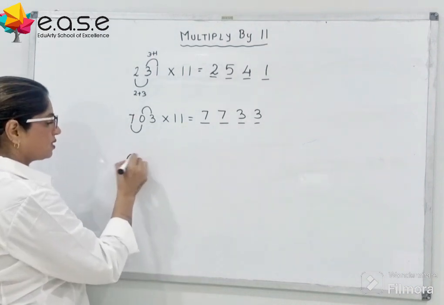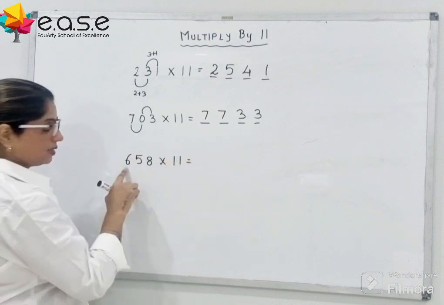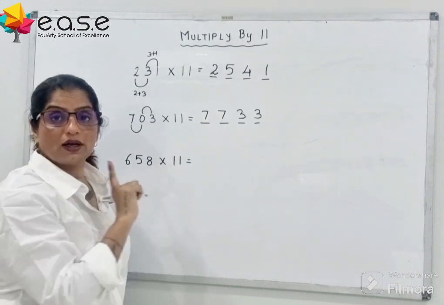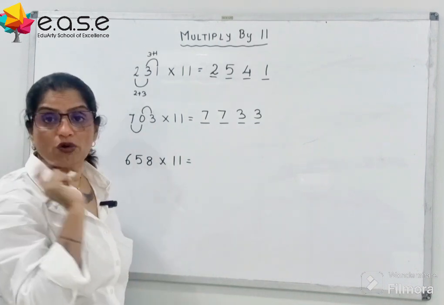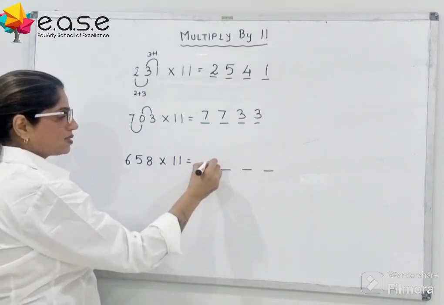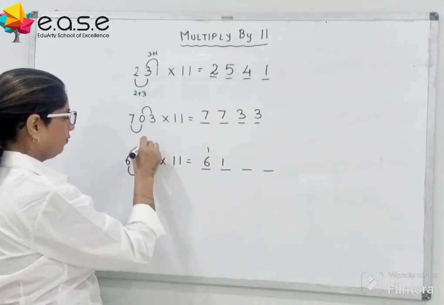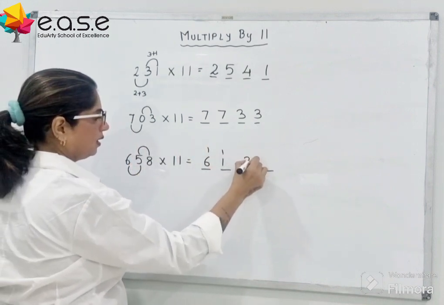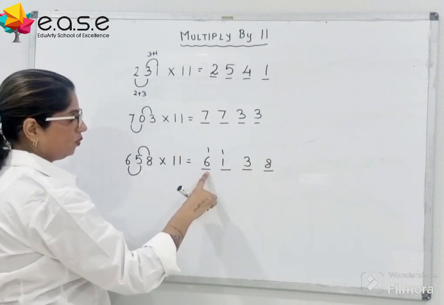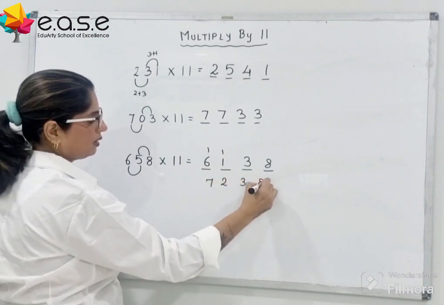Alright, let's try this. Suppose you have to do 658 multiplied by 11. 6 as it is, so 3-digit number. How many spaces do you need to have? A 3-digit number will give you a 4-digit answer, correct? 1, 2, 3, 4. 6. 6 plus 5, 11. 5 plus 8, 13. And the 8 as it is. And your answer is going to be how much? The answer is going to be 7, 2, 3, 8.